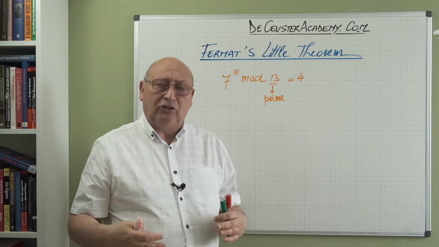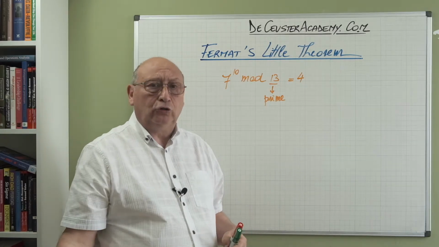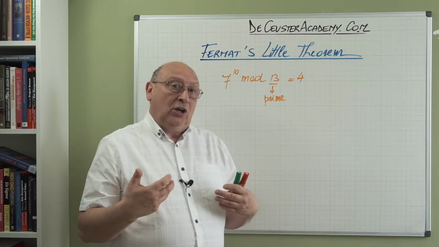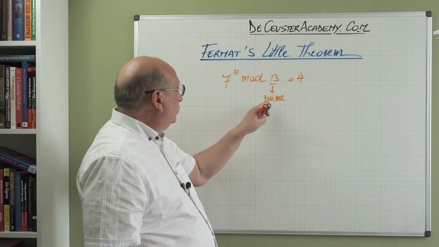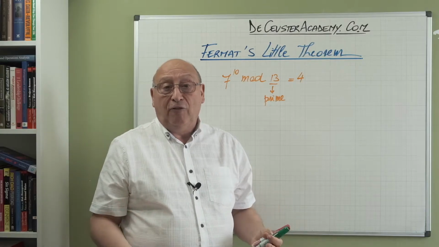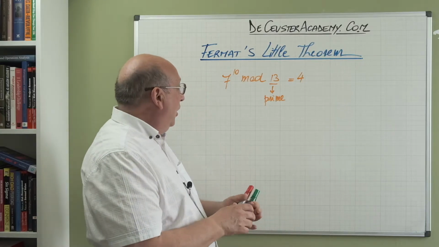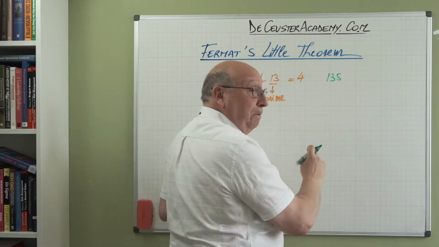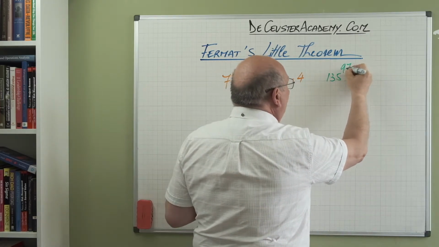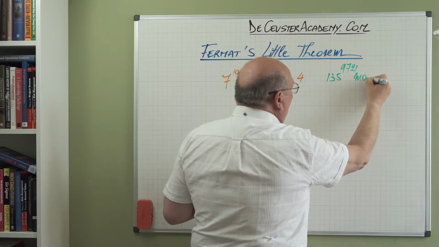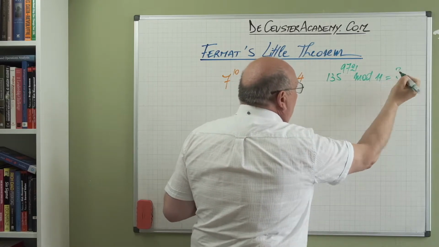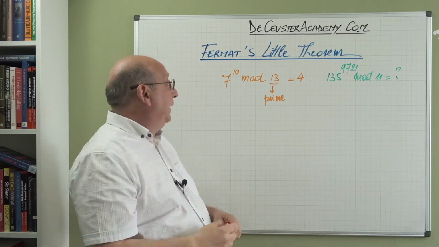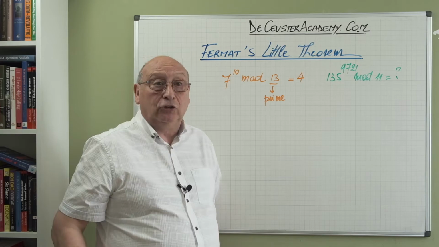Now there are different algorithms that we can use. We looked at the fast exponentiation, but when we have a modulus which is prime, we can use Fermat's little theorem. Now let's have a look at a different number, 135 to the power 9721 modulus 11. Now what is this?